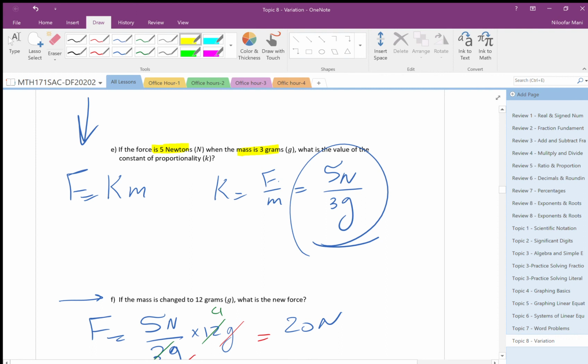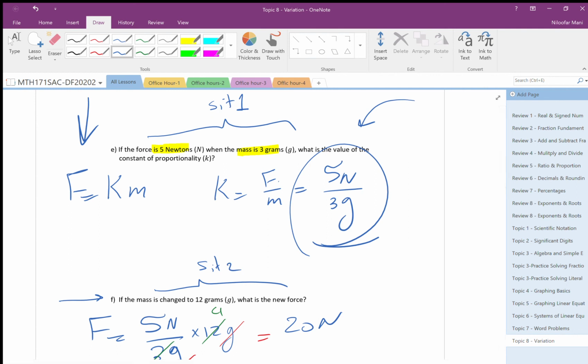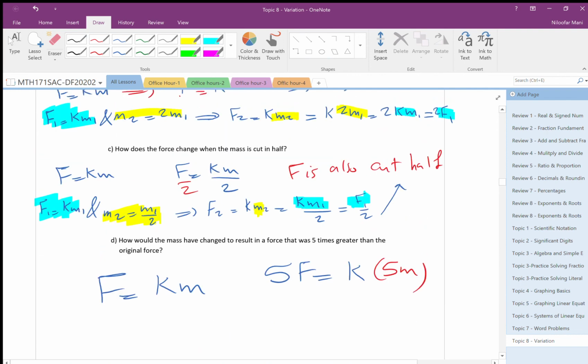In this case, I am giving you situation number 1, and I am asking you for situation number 2. In situation number 1, F is 5, mass is 3. Now what is F when mass is 12? By situation number 1, I find K, and then I use K to solve situation number 2.